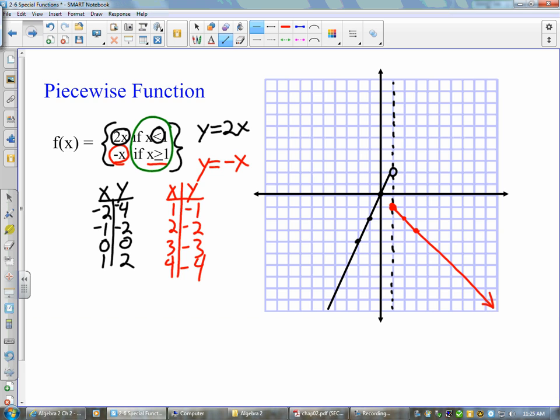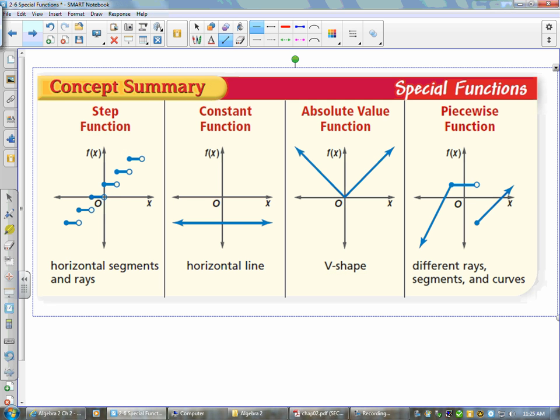So just a quick review, concept summary. We had step functions, which look like steps, greatest integers. So we're cutting off all the decimals. Constant function will always be a horizontal line. Could be up at 3, could be down at 4, could be anywhere. But it's always horizontal. Absolute value functions always look like V's. They're always shaped in a V shape. And piecewise functions, well, there's different points at which they switch and follow different rules for different formulas. So you can make all kinds of different things.